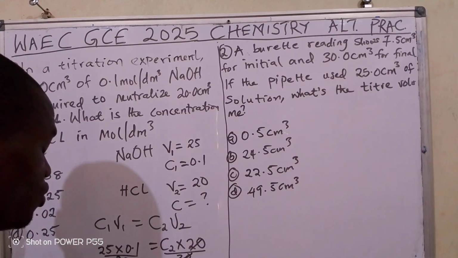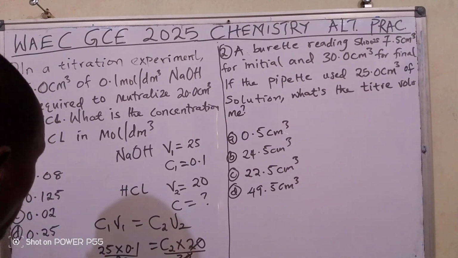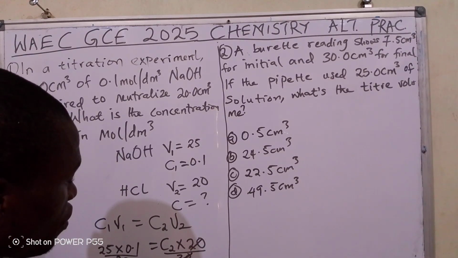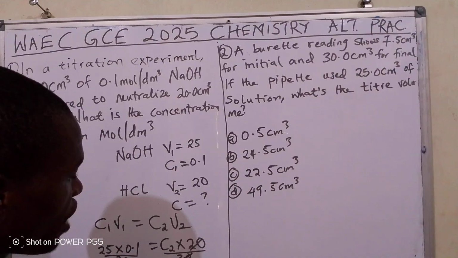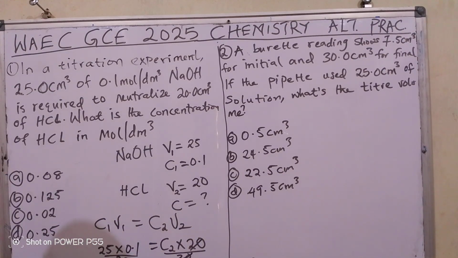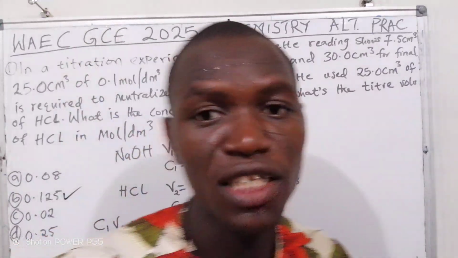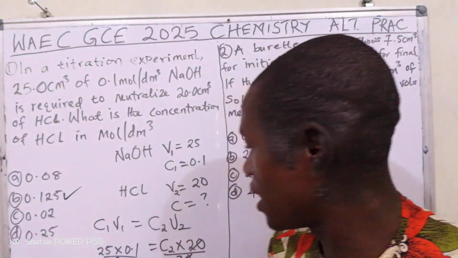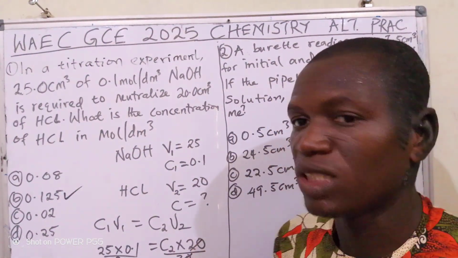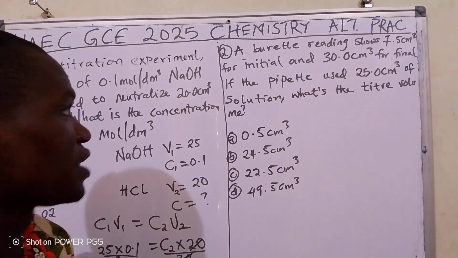By the time you multiply 25 times 0.1 divided by 20, you are going to get 0.125 mole per dm cube as the final answer, making B the correct answer. You can pause and use a calculator to verify this value that we have gotten in this question. All right. If you have done that, let's go to the next question.